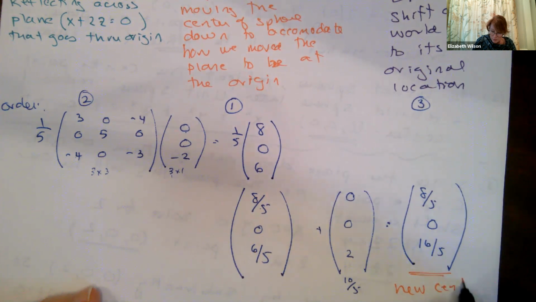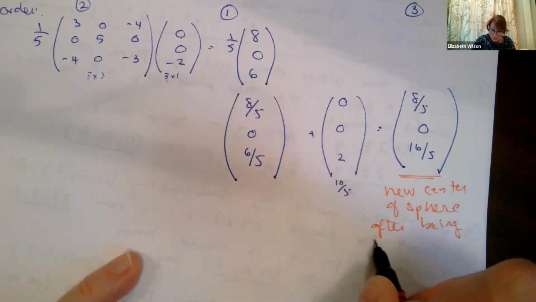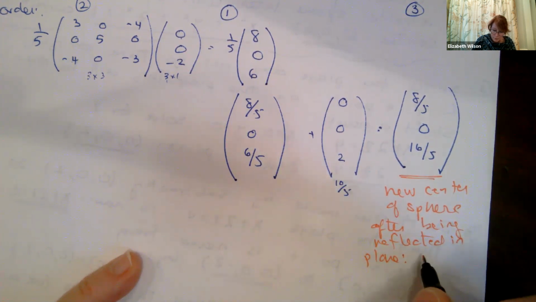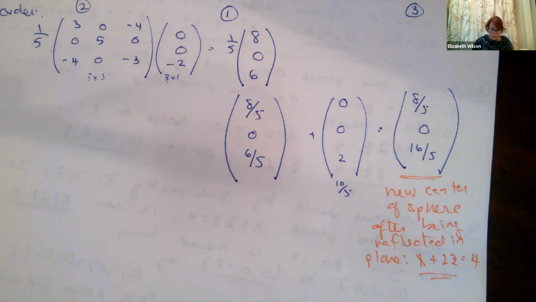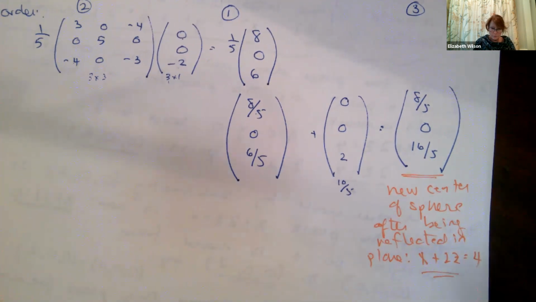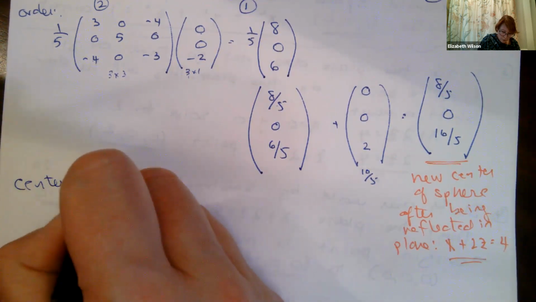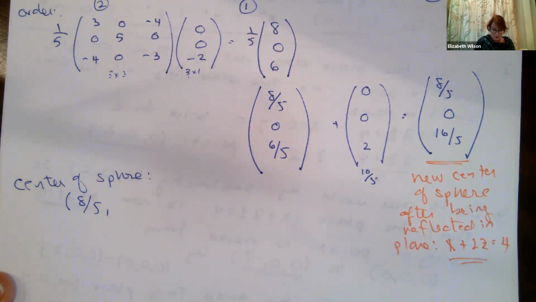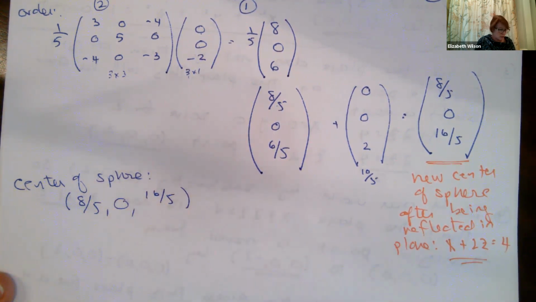New center of sphere after being reflected in the plane x plus 2z equals 4. Okay, so my center of sphere looks like this: 8/5, which is like 1.5 roughly, right? 0, 16/5, which is like 3.1, right? So this is the new center of my sphere.